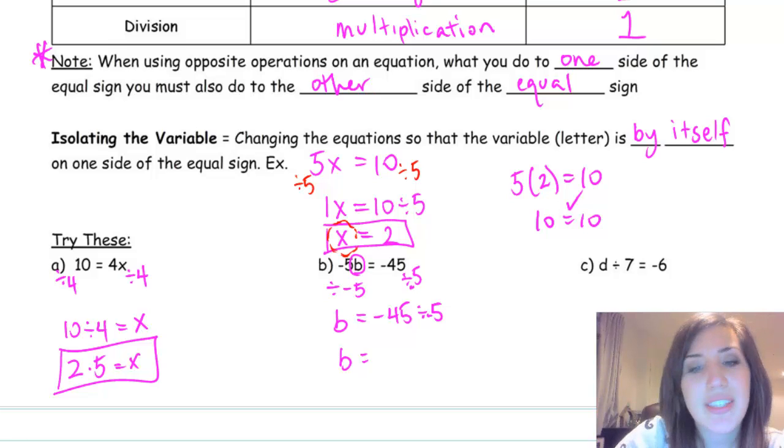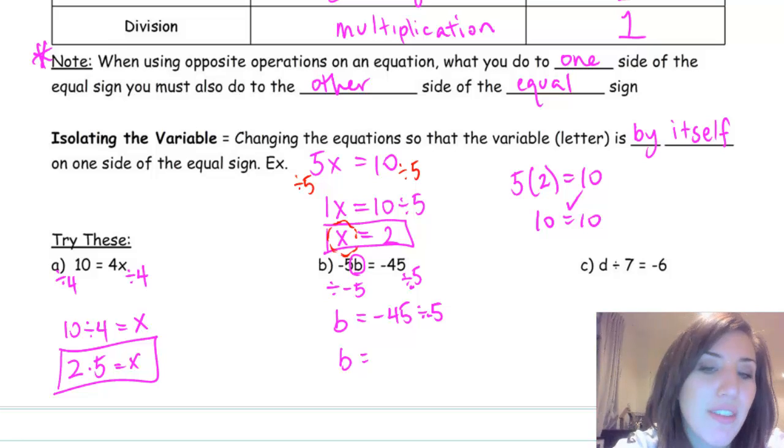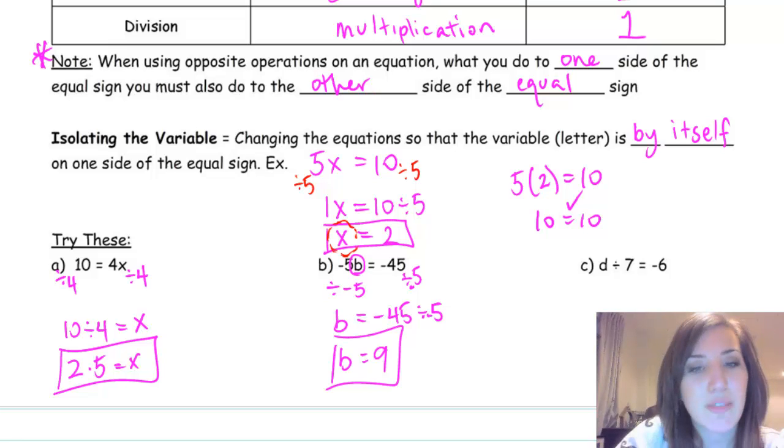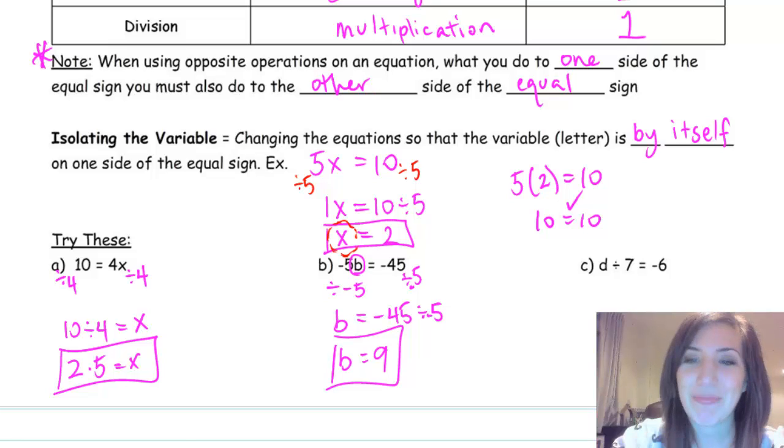And we know that when the signs are both negative, or when the signs are basically the same, then you're going to have a positive answer. And we're going to have a positive answer of 9. And let's plug it in to double check. Negative 5 times 9 equals negative 45.